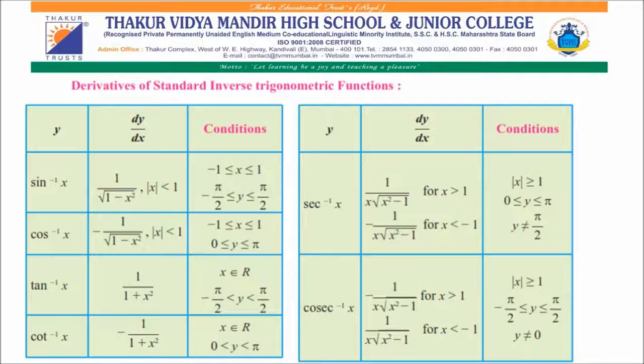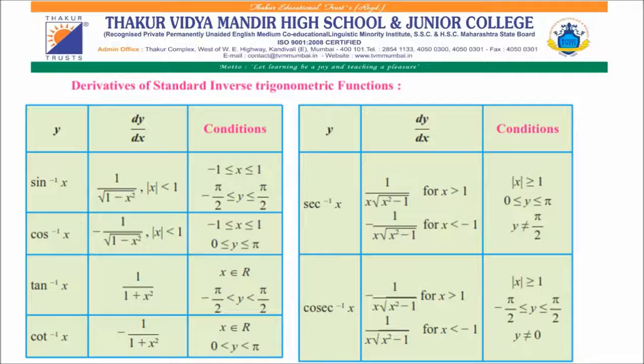Next, sec inverse x. Since we have seen that the sec inverse x graph is always increasing, we have to take the positive. So the derivative of sec inverse x is 1 upon x under root of x square minus 1. And the derivative of cosec inverse x is minus 1 upon x under root of x square minus 1.